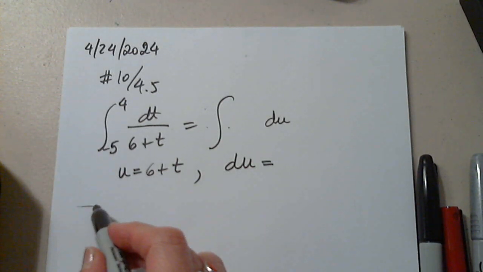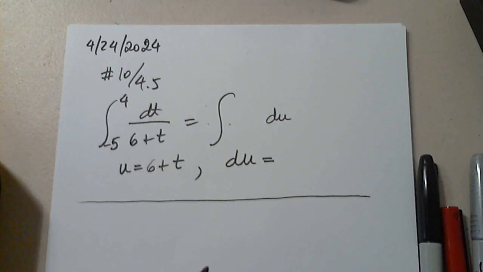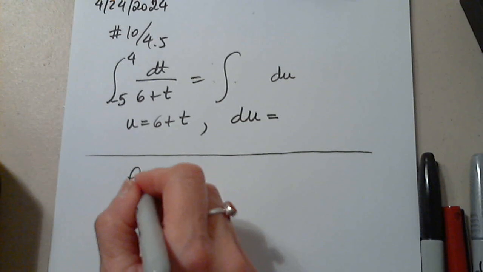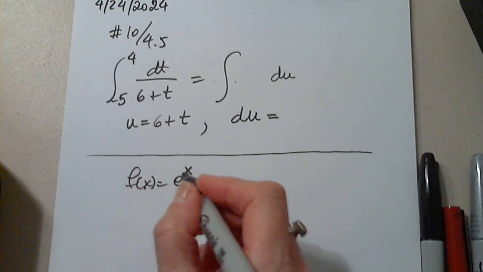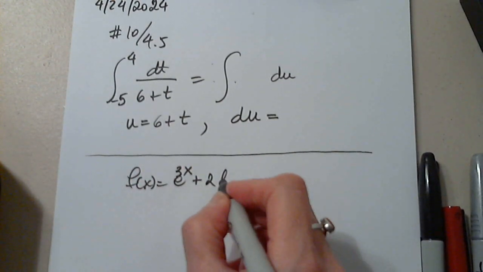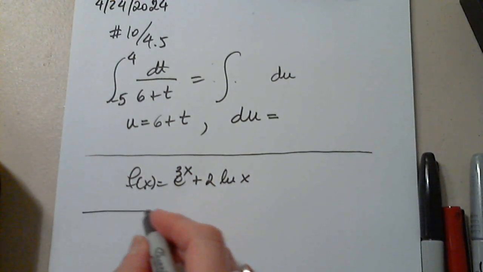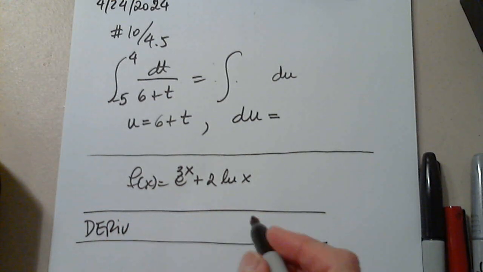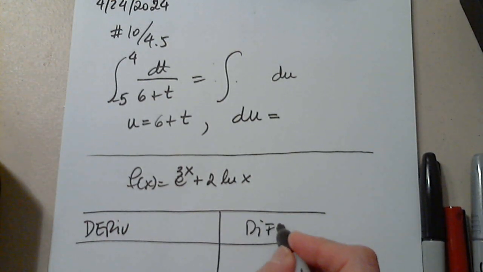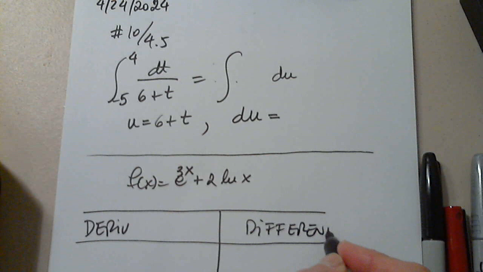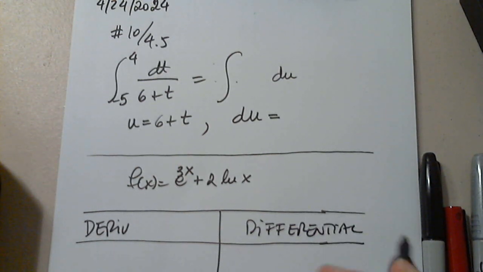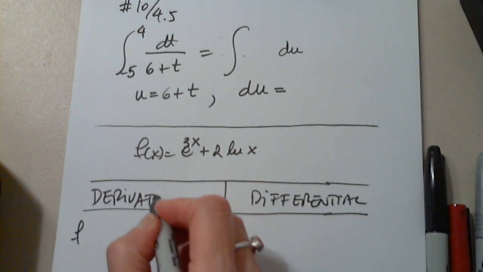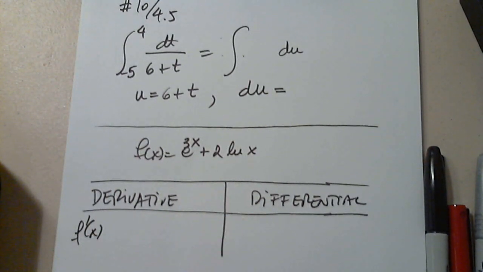So let's start with something else then. Let's say we have a function, f of x equals e to the 3x plus 2 natural log x. And we want to determine two things. We want to determine the derivative, and we want to determine the differential. So what will be the derivative for f of x?